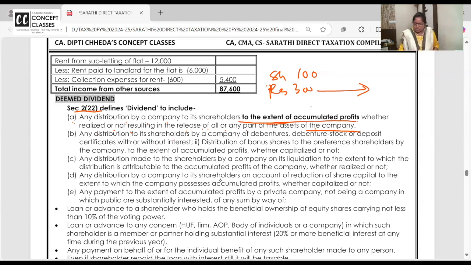Now, any distribution to shareholders by a company of debentures, debenture stock, or deposit certificate, and distribution of bonus shares to preference shareholders by the company to the extent of accumulated profit, whether capitalized or not. Okay, right. So you are giving debentures or debenture stock or bonus shares to preference shareholders out of accumulated profits. So you are giving accumulated profits not in cash or kind, you are converting it into debentures and giving. Kaise bhi de do. The accumulated profit is deemed dividend.